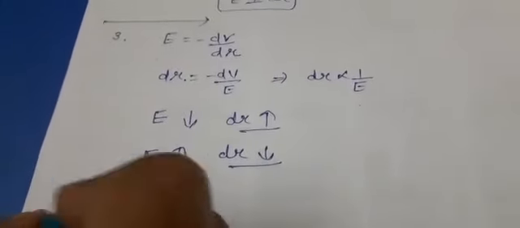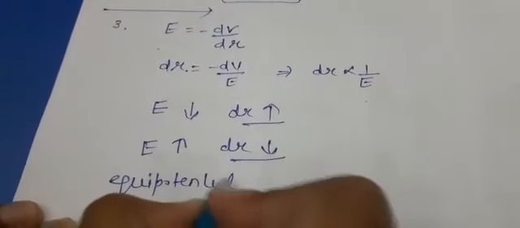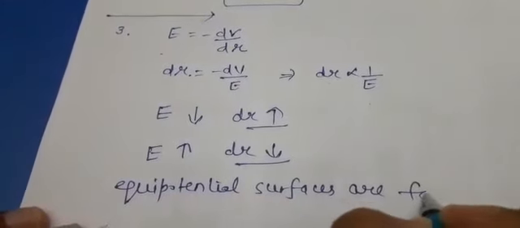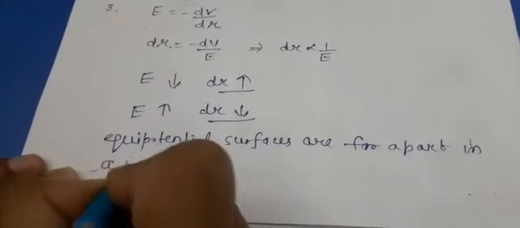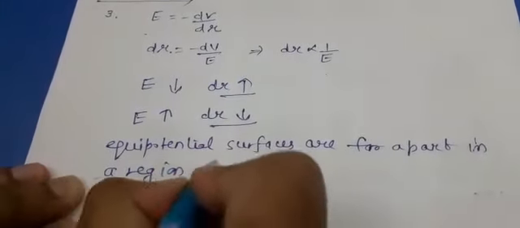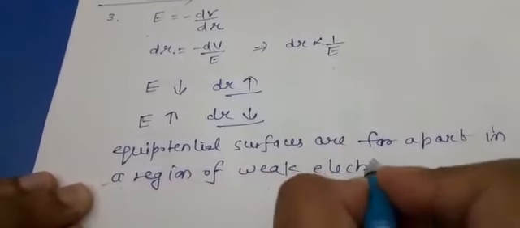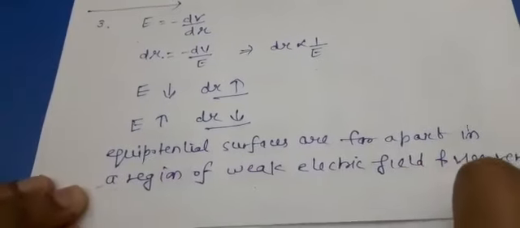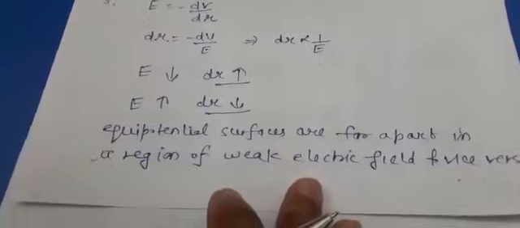So that's why we can say that equipotential surfaces are far apart in a region of weak electric field and vice versa. So this is the third property of equipotential surfaces.